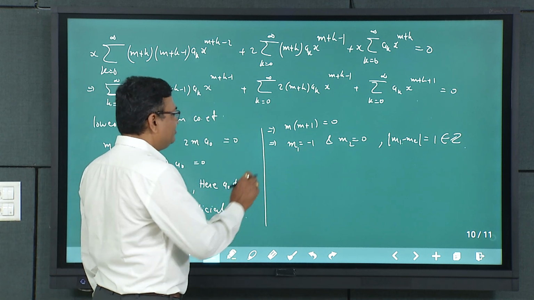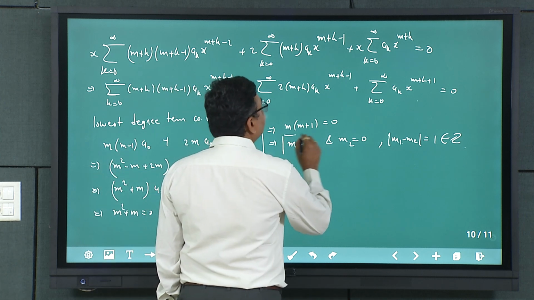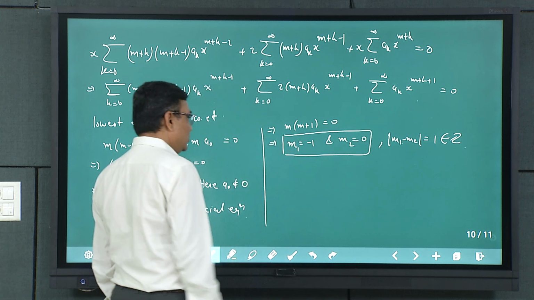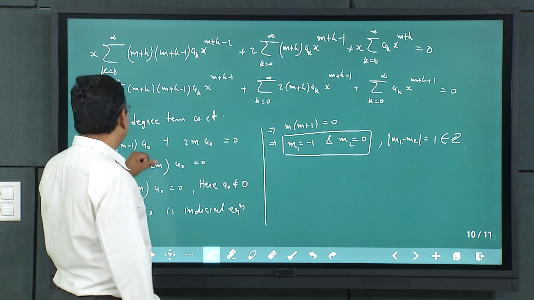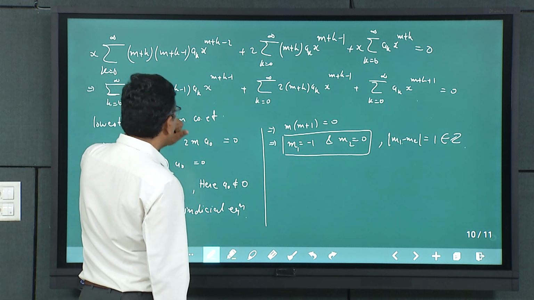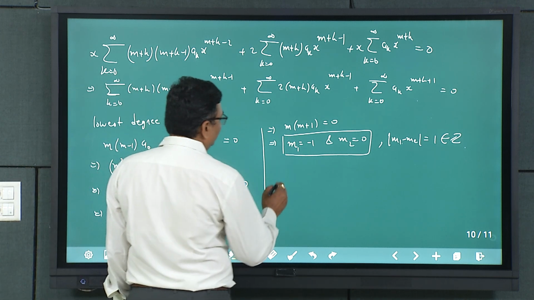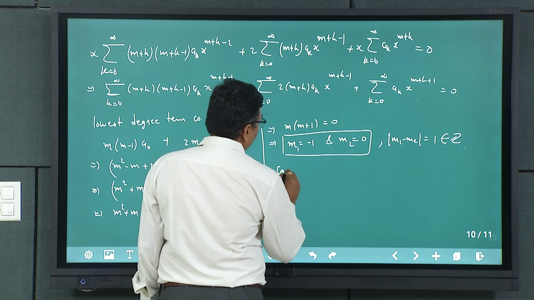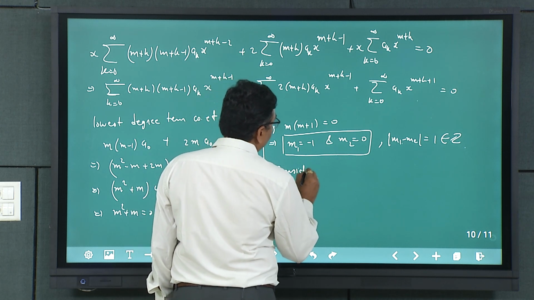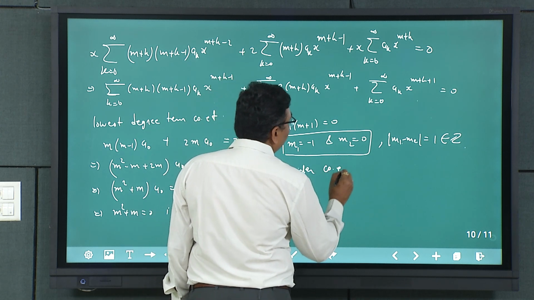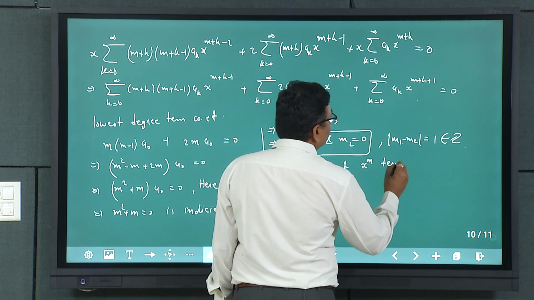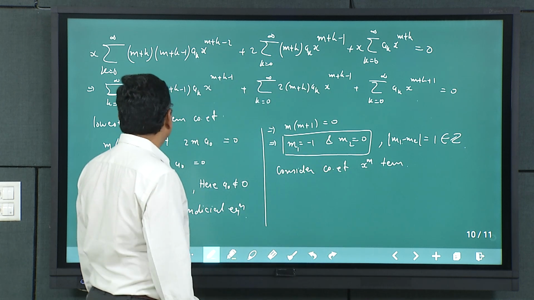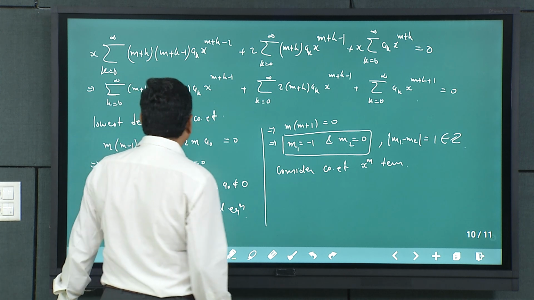So we have M1 and M2, let us keep that. Okay, now for the next coefficient, if we took x raised to power m minus 1, let us now take x raised to power m. So consider the coefficient of x raised to power m term.